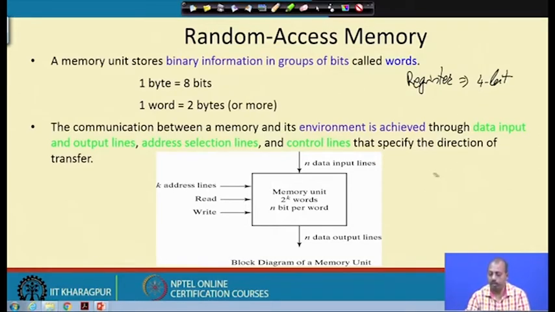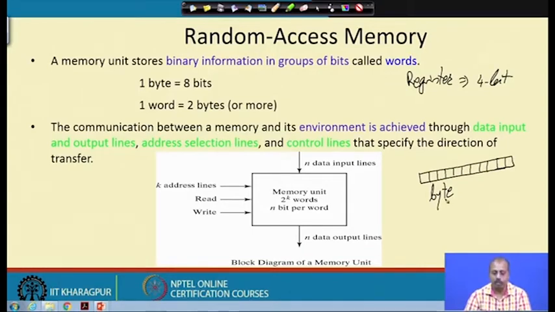So, we have a few locations of this memory chip which are accessed together. There may be 8 such bits which are accessed together, so that constitutes a byte. These 8 bits constitute a byte, and depending upon the memory design, in one memory access you may get the content of 1 byte or maybe more than 1 byte.